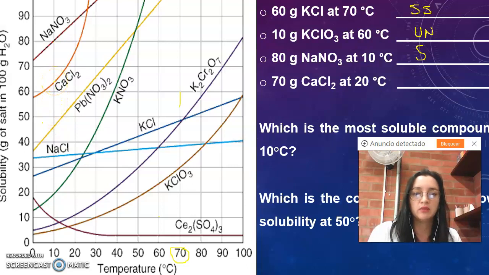Calcium chloride, for example, I can add almost 65 grams of calcium chloride at 10 degrees. And the most soluble compound in this case is going to be sodium nitrate, because I can add 80 grams compared to the opposite, which is 5 grams. So the most soluble compound is sodium nitrate.